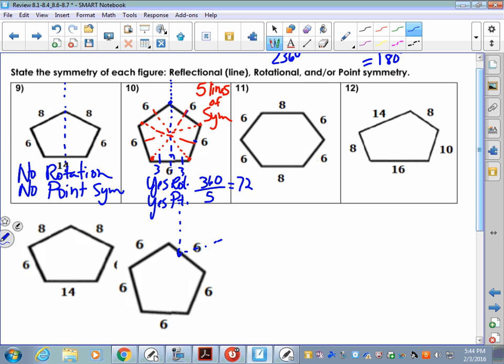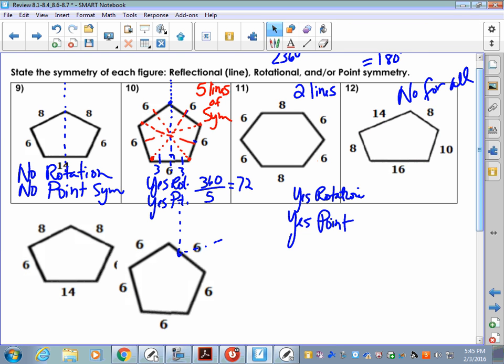All right, on these next 2, this had only 2 lines of symmetry. When I think about rotational, the only way I could spin this, and I probably should have made a copy of that, is 180 degrees. So this was yes for rotational, and it was also yes for point. I'm hoping you see a pattern: if it's yes for rotational, it's yes for point. And this was no for all. None of them work. I'm hoping that helps you understand that a little bit.